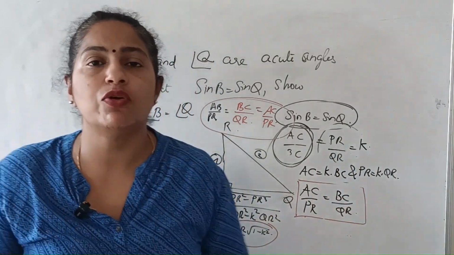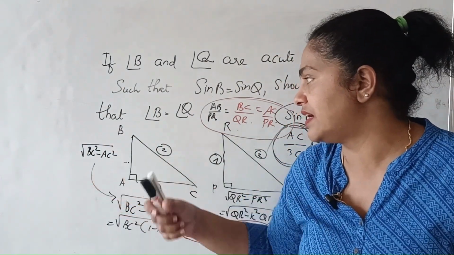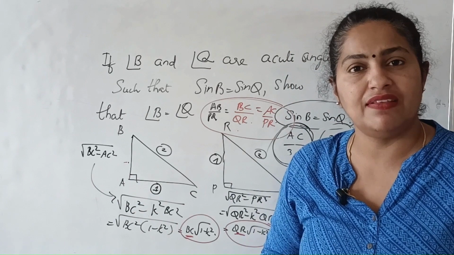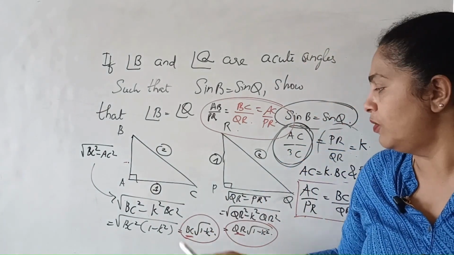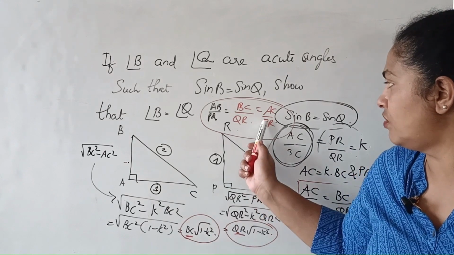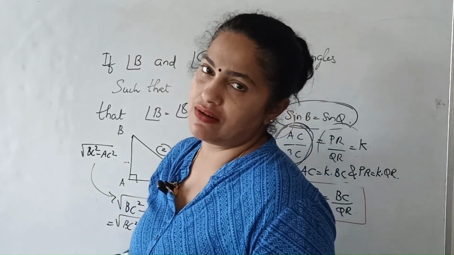After getting this, I am looking at the triangle. I see I can apply the Pythagoras theorem. I am finding the third side. I am substituting the value of AC in terms of K and BC, and similarly in this triangle also. And when I am finally taking the ratio, I will get this. So I can say that the corresponding angles are equal.